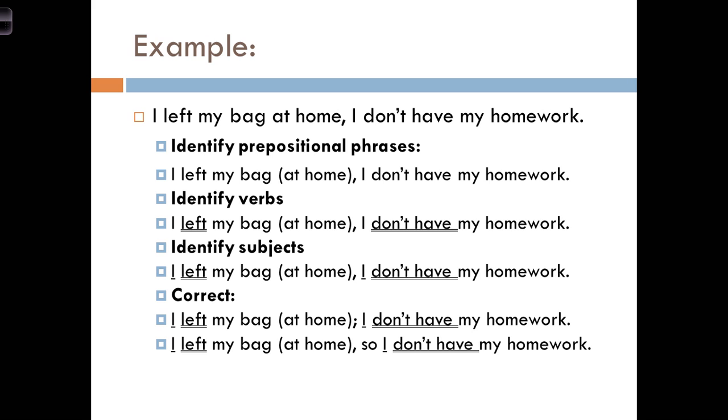So we can correct it using any of the options that we've talked about. One option is to change that comma to a semicolon. A semicolon is a stronger piece of punctuation, and it can hold the two clauses together. Or another option would be to add a coordinate conjunction. A comma used with a coordinate conjunction is enough to hold the two clauses together.